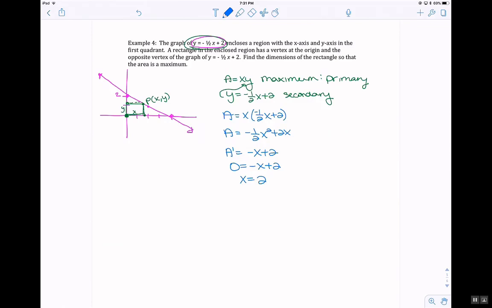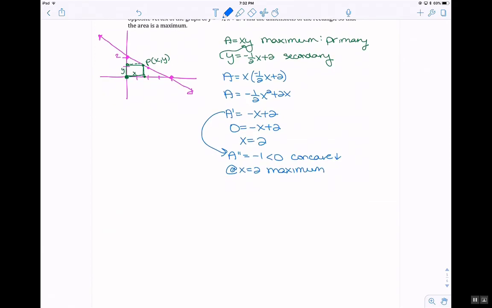Because I only have one value, I don't actually have to test to see whether or not it's a maximum or a minimum. But I could if I wanted to. I could use a second derivative test. And when I take my second derivative, I get negative 1. Negative 1 is less than 0, which means that the function is concave down, which means that x equals 2 is a maximum.